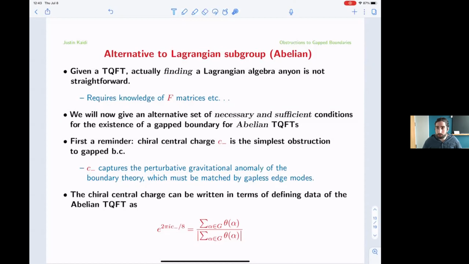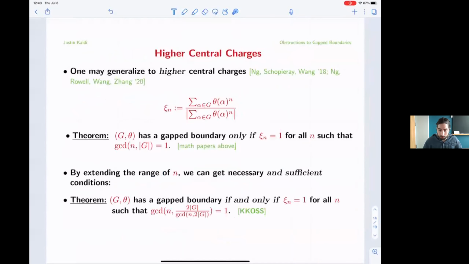And now we're going to go ahead and generalize this formula. So we're going to take this formula and we're just going to replace theta with theta to the nth power. And we're going to denote this quantity by C_n, and we're going to refer to it as the higher central charges, following these math papers. Now, it's not clear why this quantity would be interesting or physically relevant or provide any sort of obstructions, right? All we've done is just arbitrarily added an n in here. But it turns out that these quantities actually do provide obstructions towards having a gapped boundary.